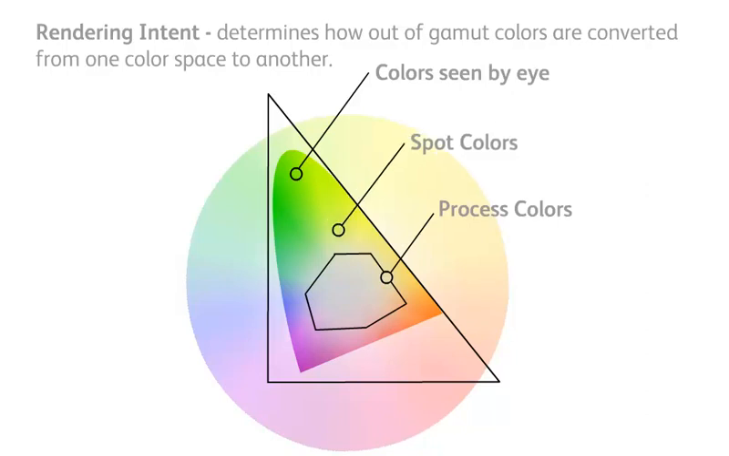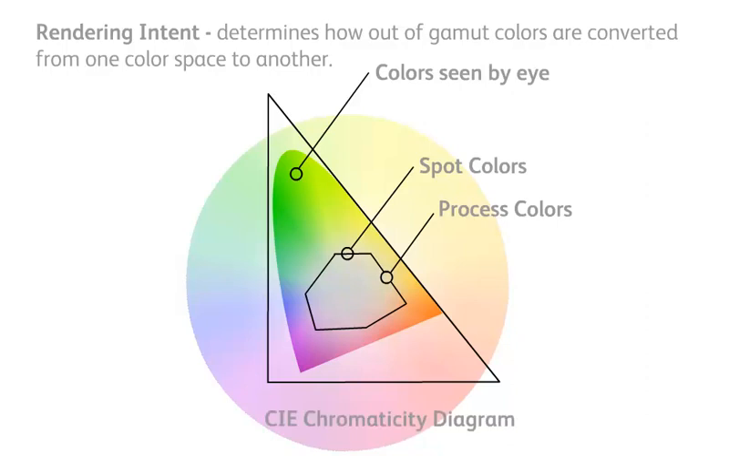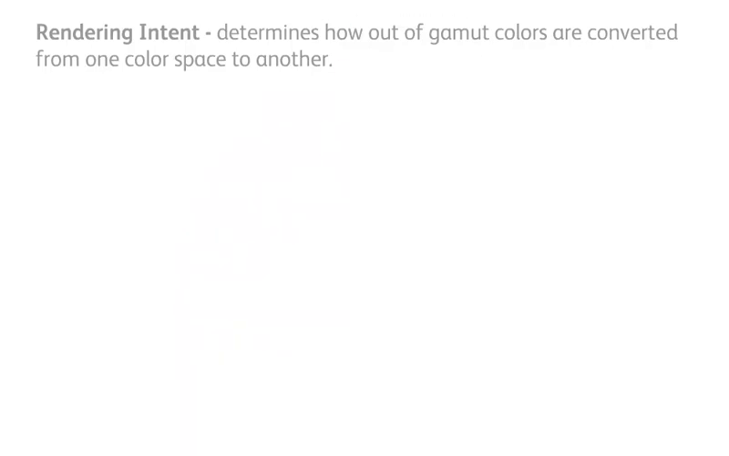Spot colors are special colors produced by companies such as Pantone. These inks enlarge the printable color gamut, especially in saturated oranges and purples, as shown in the chromaticity diagram. Spot colors also include metallic and fluorescent colors.